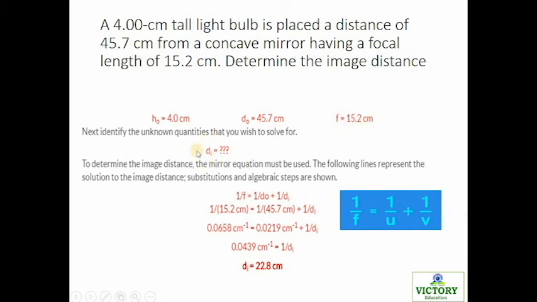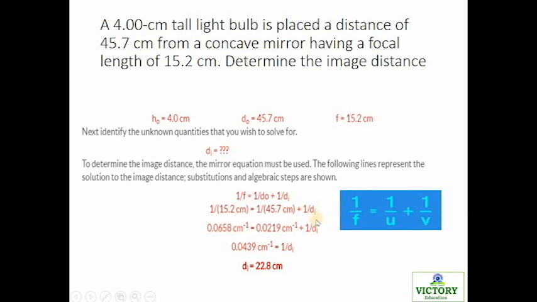So 1 by f is equal to 1 by u plus 1 by v. I can write it as u and v, or I can write it as d naught and di, which is the same equation. I use the word d to make it understood that it's a distance. That's it, it's as simple as that. So 1 by f is equal to 1 by d naught plus 1 by di, where I know that 1 by 15.2, which is my focal length, is equal to 1 by d naught, the distance between the object and the mirror, which is 45.7 centimeter, plus 1 by di, which I don't know. So I want to identify di here.